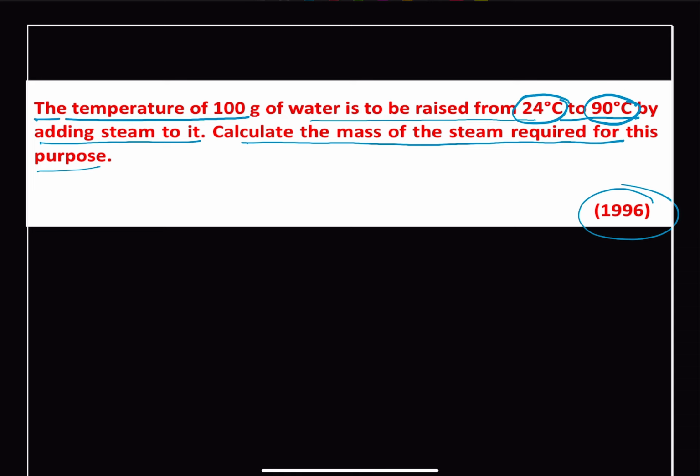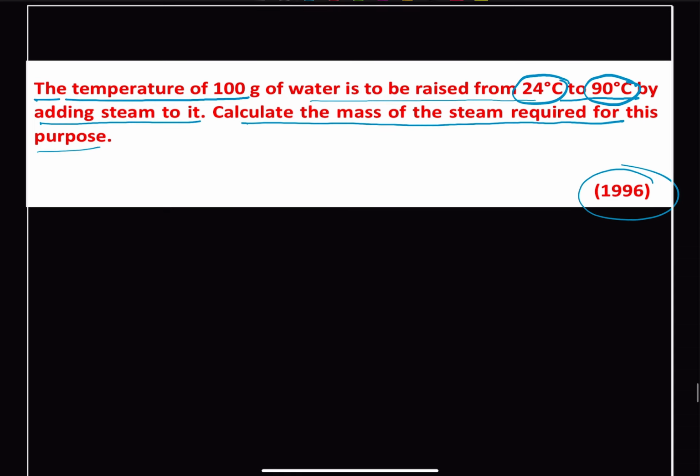So in this case, the data is very important because there are tricky things in this. We are given the mass of water, that is m of w, which is 100 gram, or we can say 0.1 kg, and we are given the initial temperature of the water, that is 24 degrees centigrade.